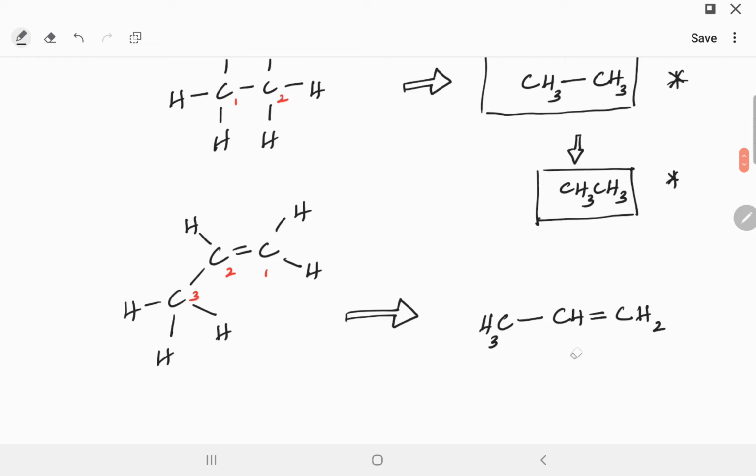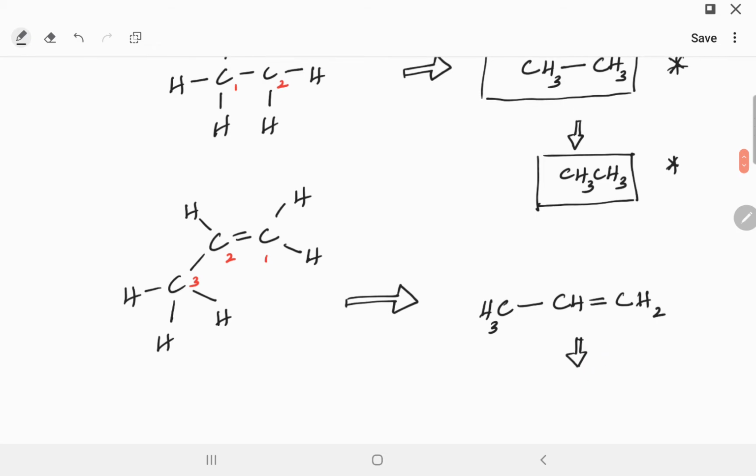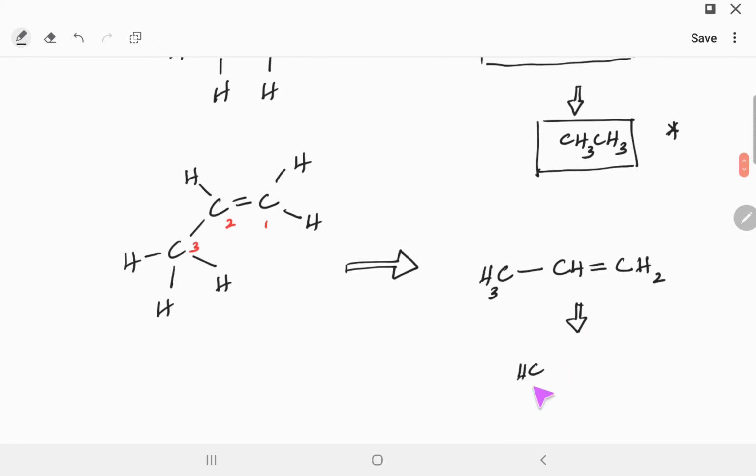If you want to just show the carbon hydrogen labels, you can do that. That will be CH3, CH, CH2.